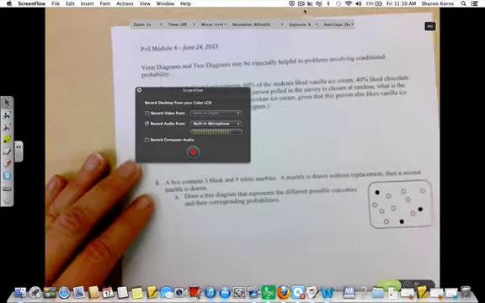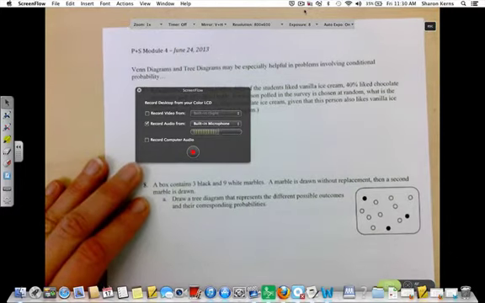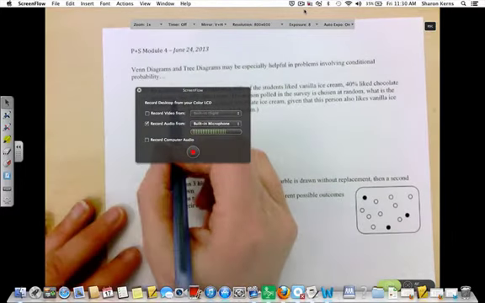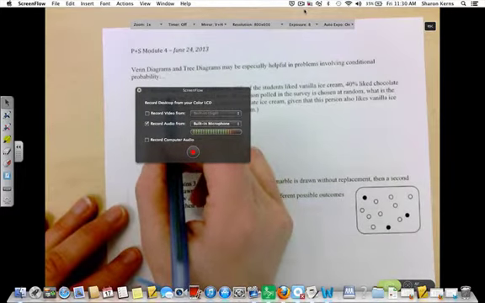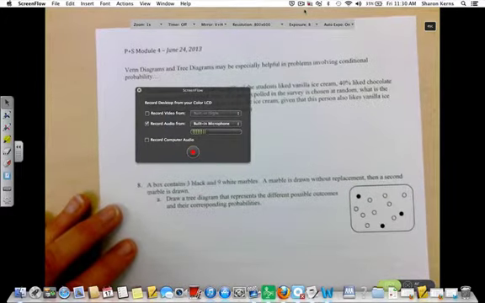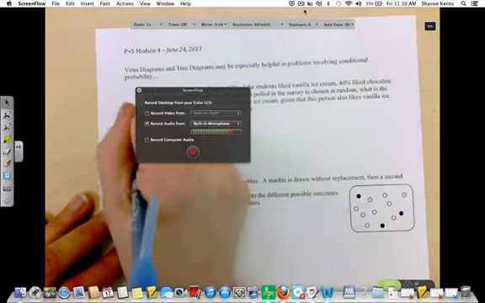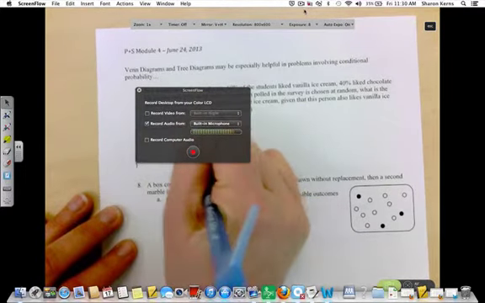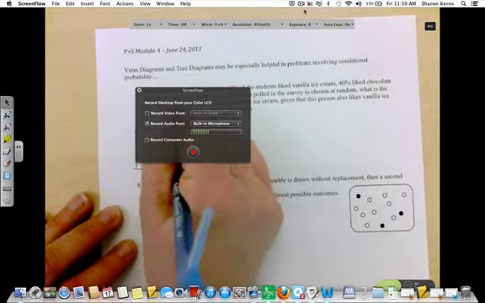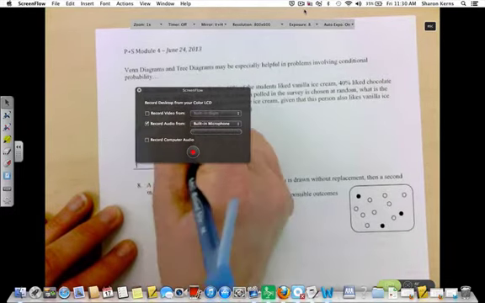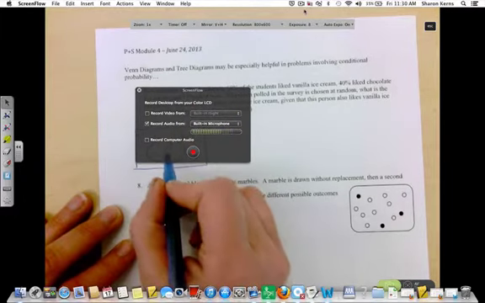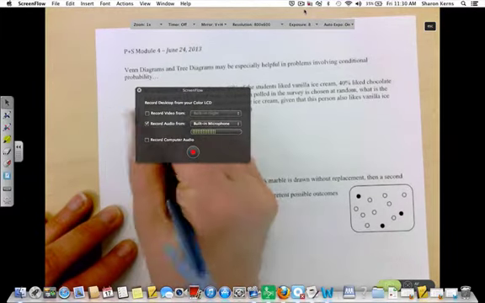In problem 7, we're going to make a Venn diagram for this. In a survey at a school cafeteria, 60% of the students like vanilla, 40% like chocolate, and 15% like both. So if we want to draw this diagram, because people like both, we're going to have the people who like vanilla, the people who like chocolate, and the people who like both in here. So 15% like both.